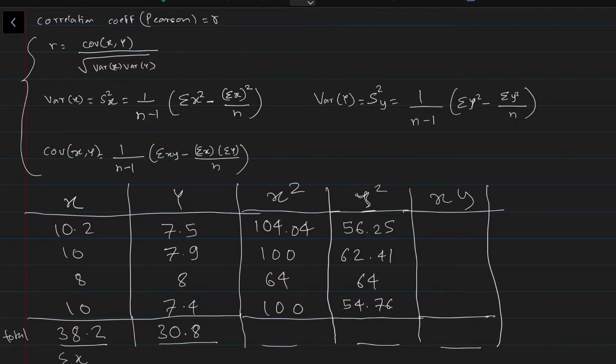On the bottom, just like X sum and Y sum, we are going to get the summation of X square and the summation of Y square. So let's do the addition for X square.